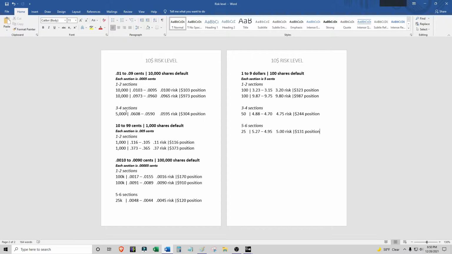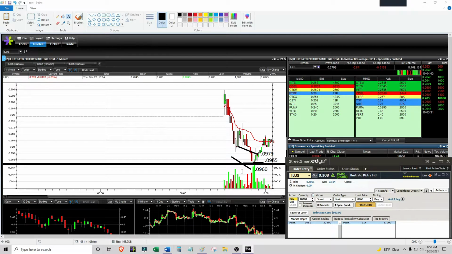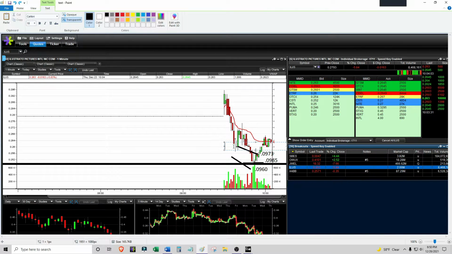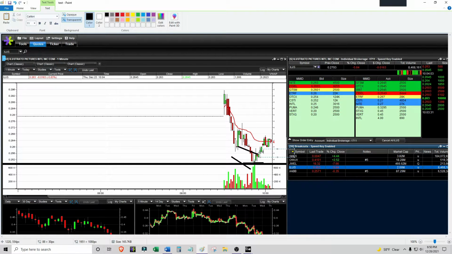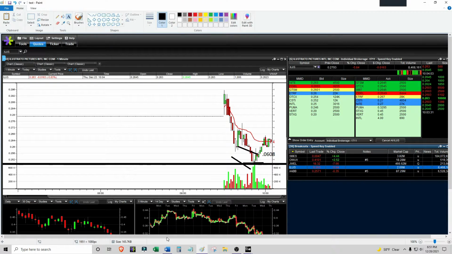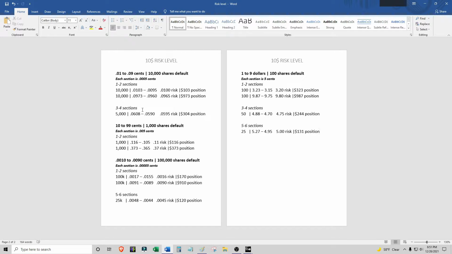This is 3 to 4 sections. So let me go ahead and put these numbers onto the chart, and we'll go over it. So 608. Can we not make this so small? There we go, 608, and then the risk level is 595.